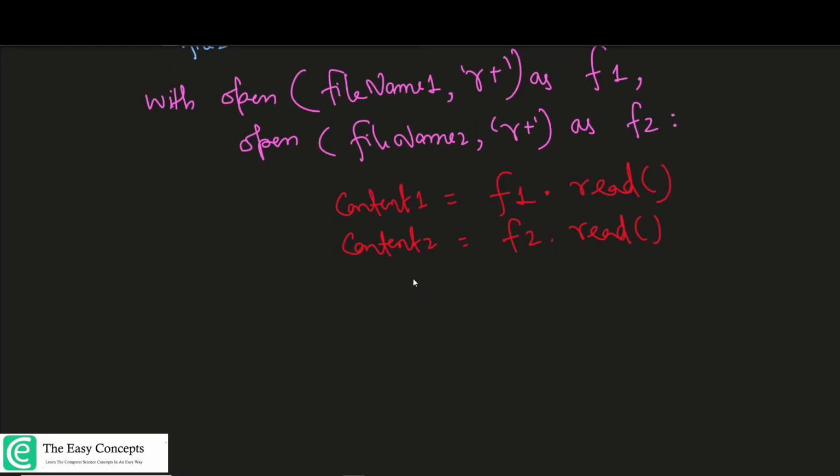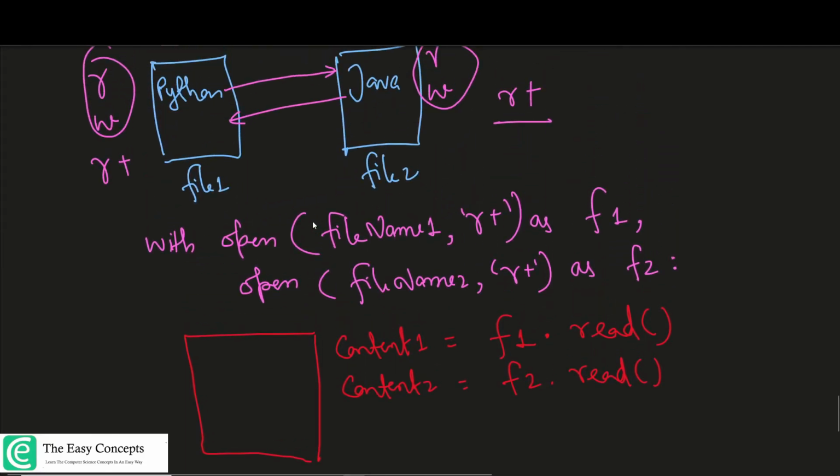So what we are trying to do here, we have these two contents, f1.read, f2.read. So basically after this step, you can think of this like rough work on the left side. So one is Python, another is Java. So basically content 1 is Python and another is Java, but we want to change it.